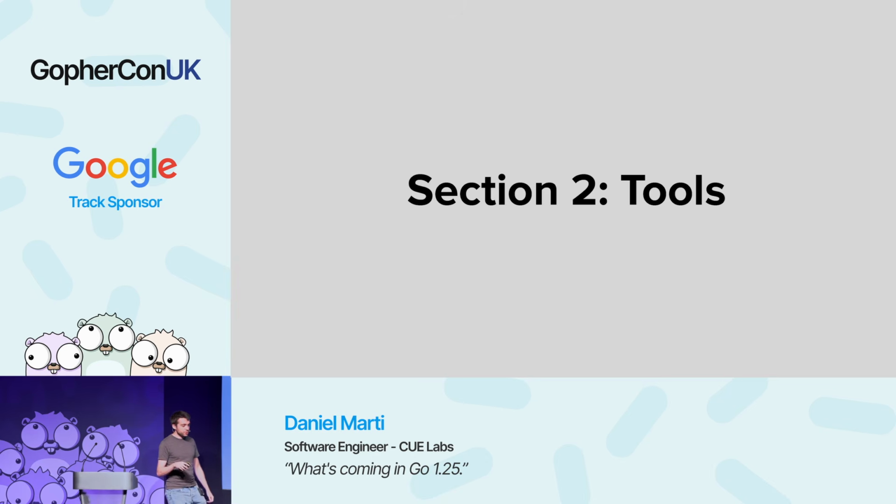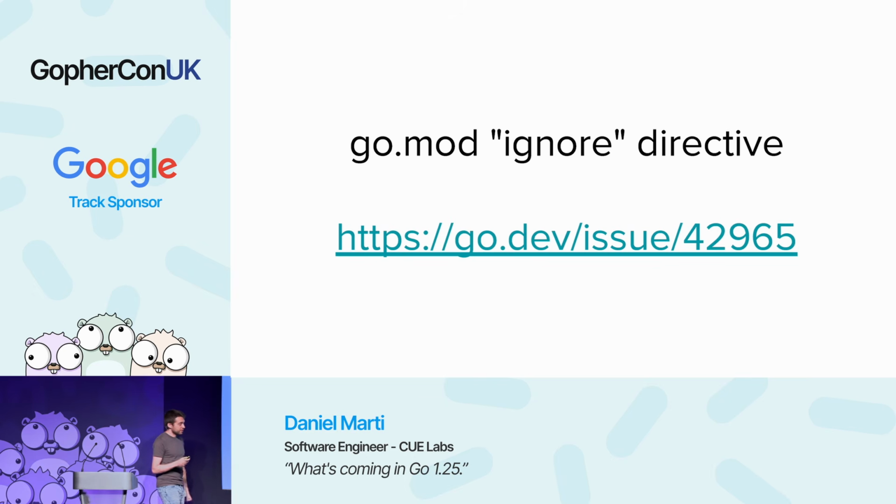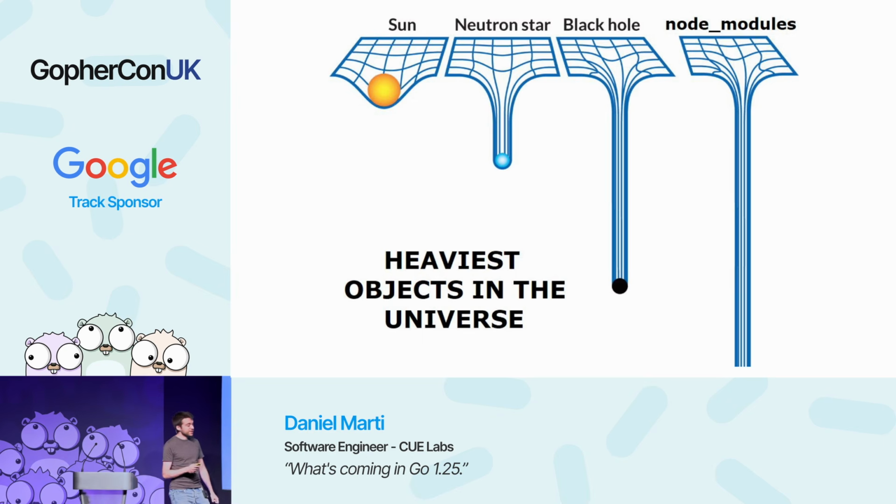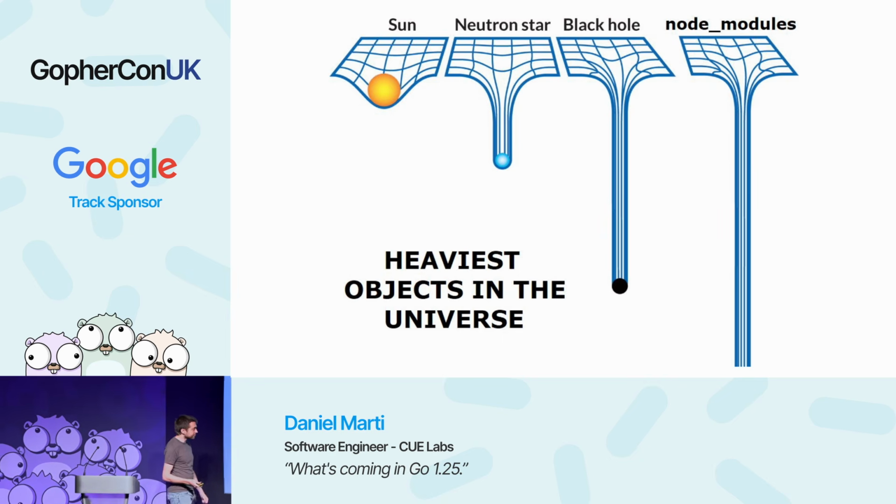The next section is tools, and by this I mean the toolchain, command go, and so on. The first one, and this was a big ask for many years, is an ignore directive in your go.mod files. And the reason for this is basically the node_modules directory. If any of you have written, for example, websites with Go and JavaScript, and you've experienced the fact that, for example, if you do go test ./... it takes like 10 seconds to even start doing anything, it's because it went into node_modules searching for Go packages. And it's burning your laptop trying to search for Go files in there.